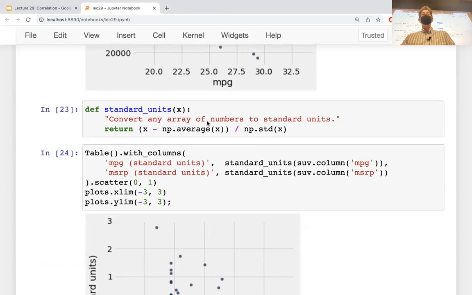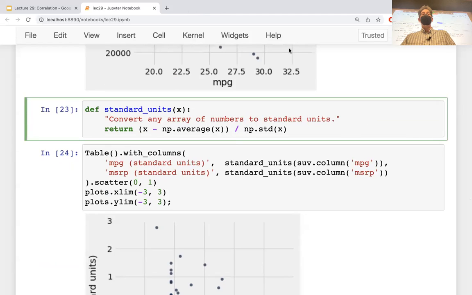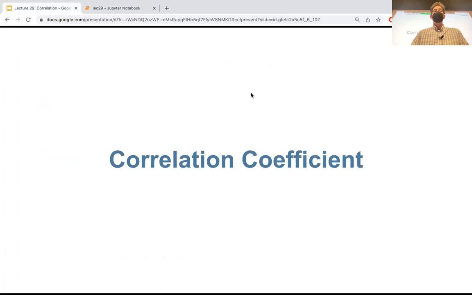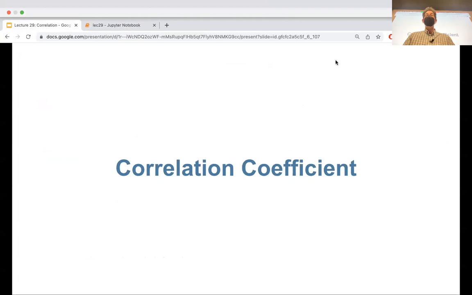What is the point of converting to standard units? I guess my goal in converting to standard units was to show you that this notion of positive or negative association and this notion of linear versus nonlinear patterns weren't affected by the units that you chose. And so you could use standard units and still see the same trends. Converting to standard units is also a standard step in reaching the correlation coefficient, which is a measurement of linear association.